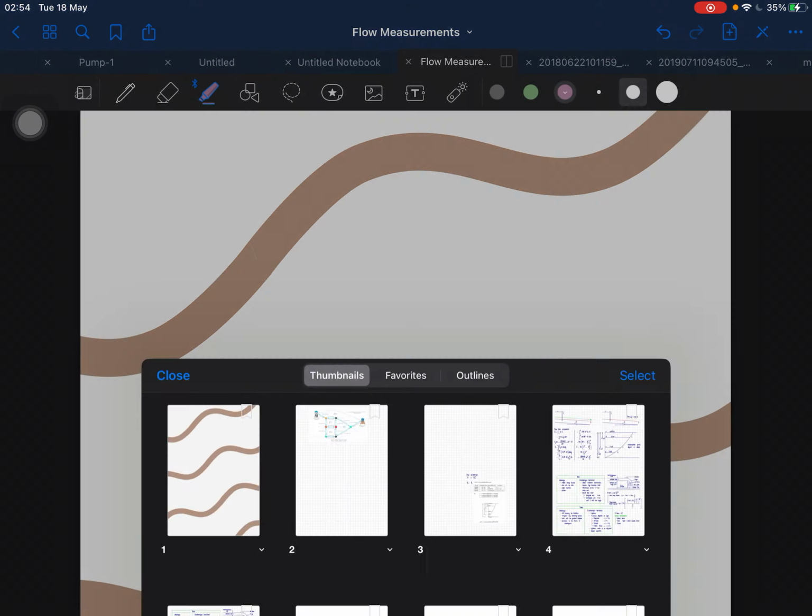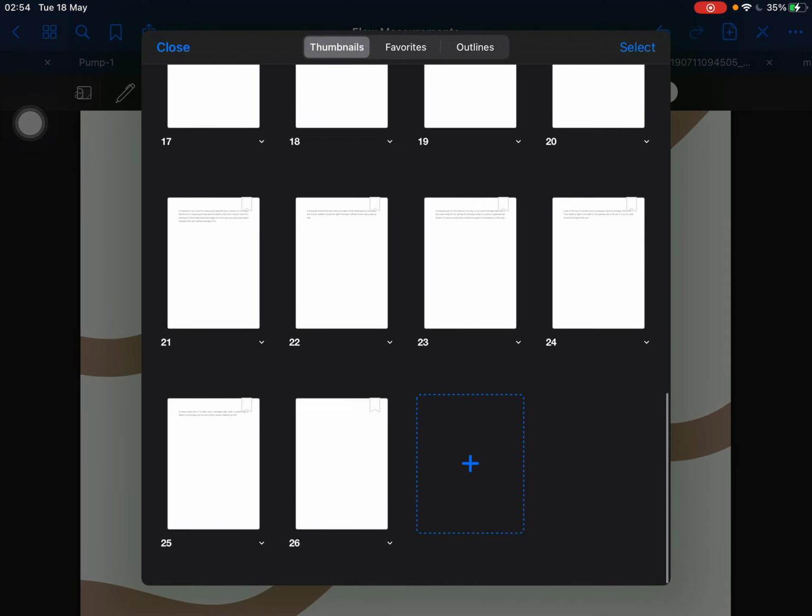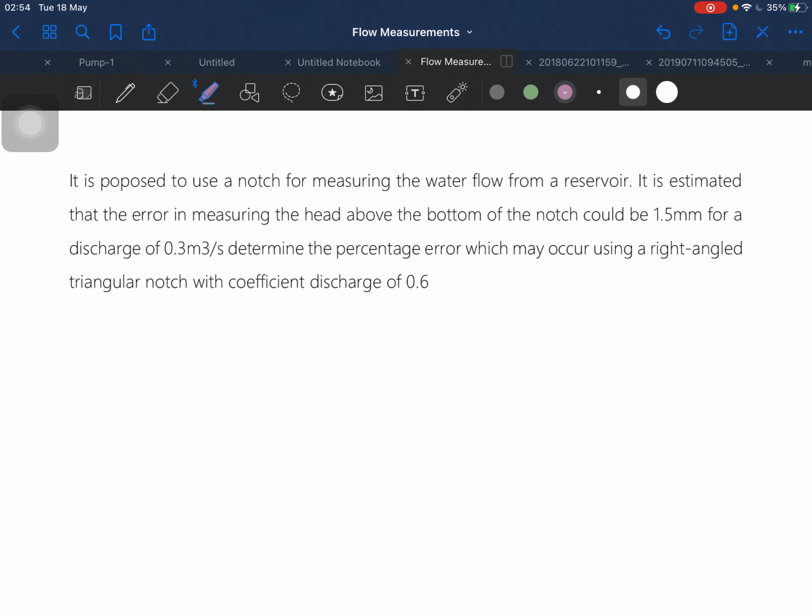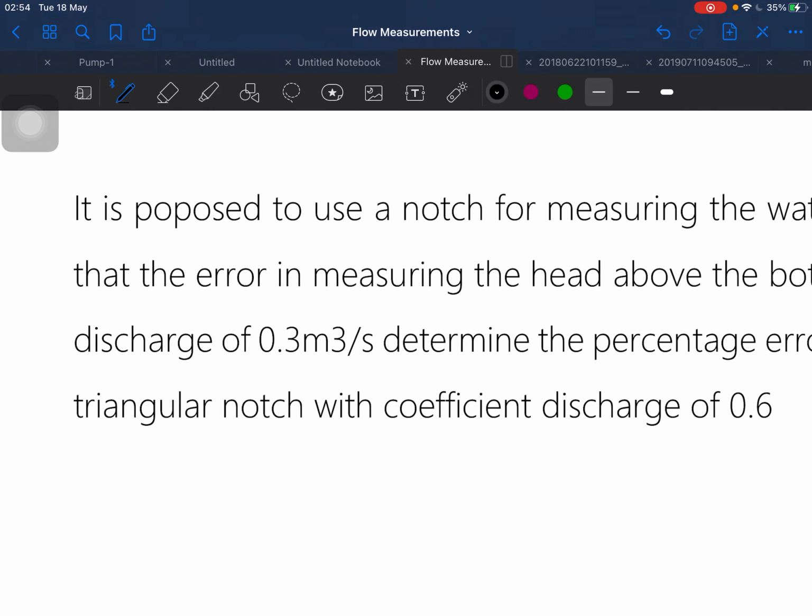Oh, did I delete everything? Okay, it's here. I just made another typo. It's proposed.